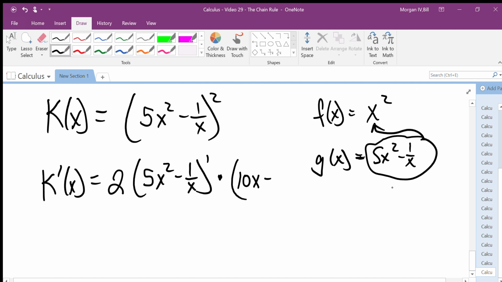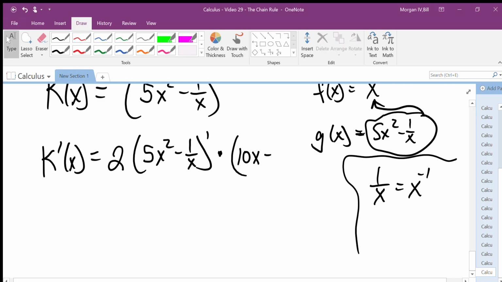1 over x is the same thing as x to the negative 1. Kind of side work over here, right? The derivative of x to the negative 1, bring the negative down, negative 1. Now it's x to the negative 2. So when I do the derivative of 1 over x, it should be negative 1x to the negative 2, which then the 2 negatives cancel out, makes this plus x to the negative 2.